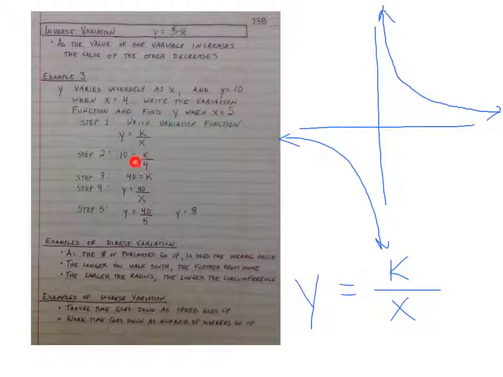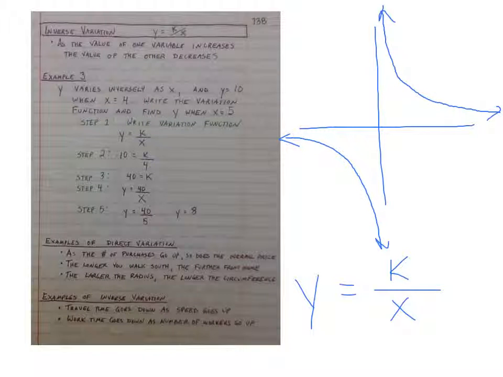40 equals k. We multiplied both sides by 4 to get 40 equals k. And so now we have our variation function, y equals 40 over x. And in example 3, they asked us to find y when x is 5. So if we have y equals 40 over x, we can find y by saying y equals 40 over 5. And we find that y equals 8.